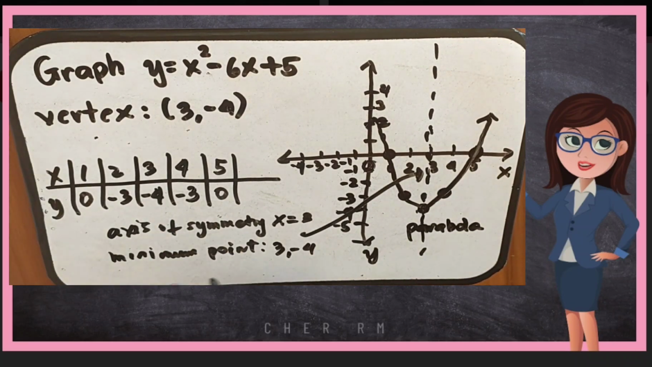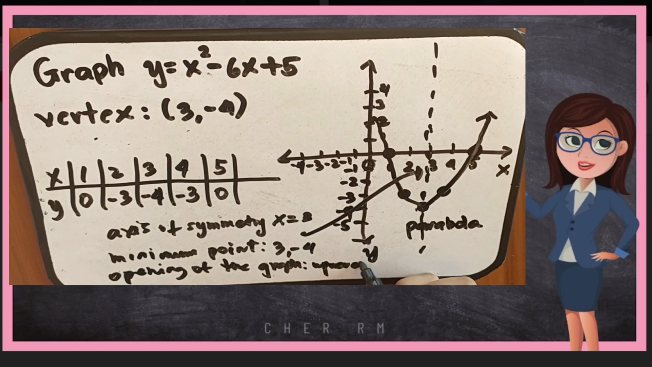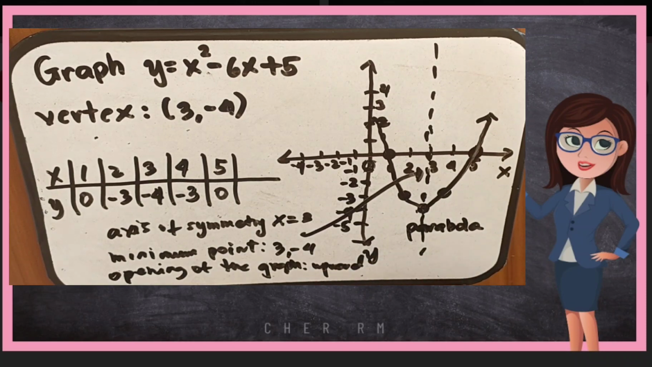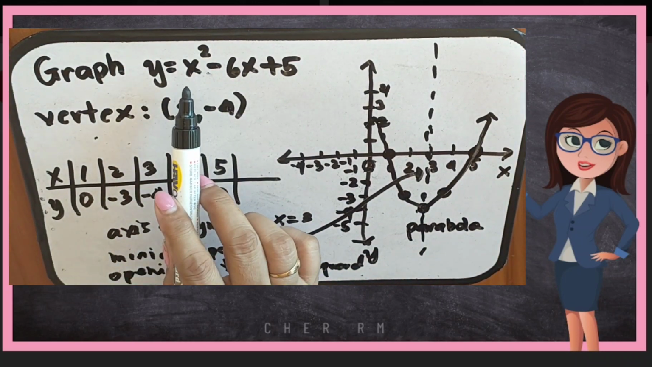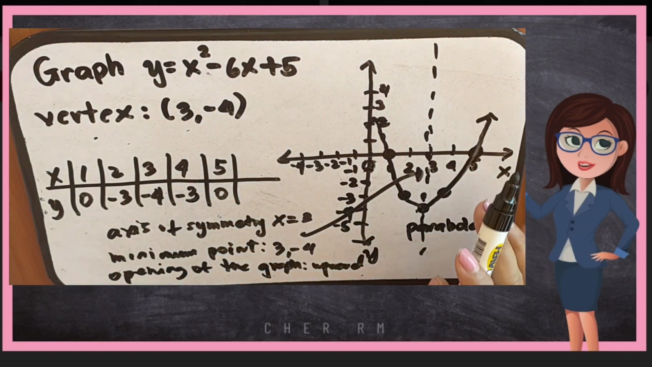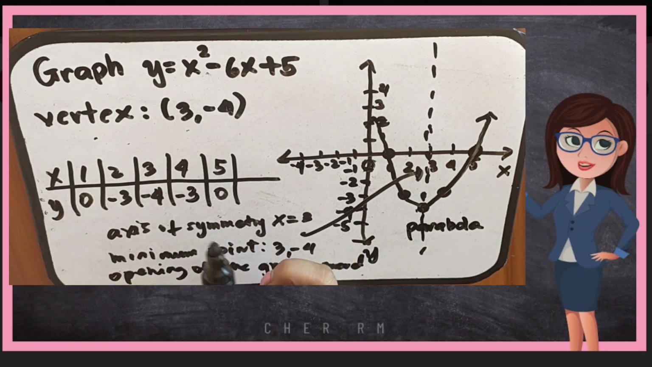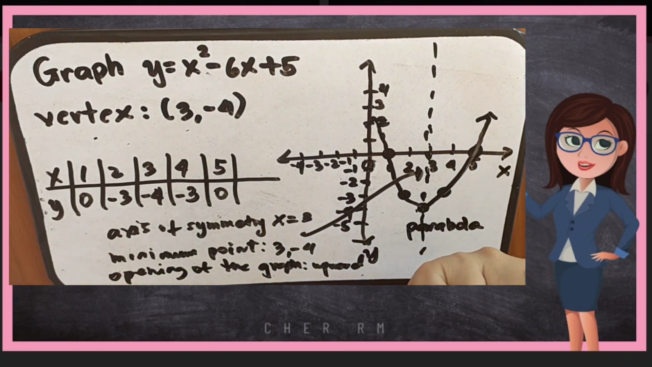Then again, we have the opening of the graph, of course. The opening of the graph is upward. So as you can see, if the value of our a is positive, the parabola opens upward. But if the value of our a is negative, it opens downward.